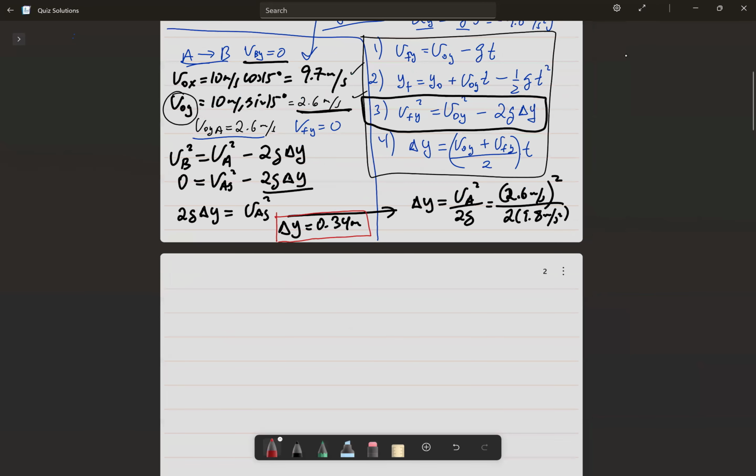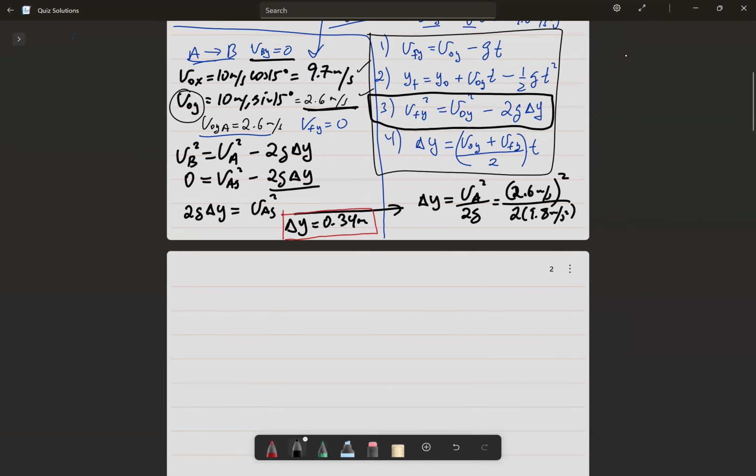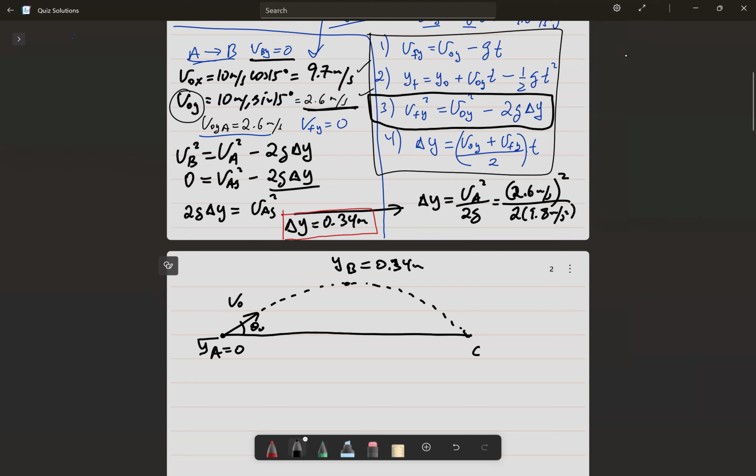So we have now delta y. We can just do a rough sketch again. This is the initial velocity at the launch angle. So this is point A, and then it goes to point B. So the position of B is 0.34 meters compared to the position of A, which we can take to be 0, which is our ground, our reference position. Obviously, it's then also going to continue and hit the ground at some point C. So Y of C, since again it's the ground, we can also put as 0.